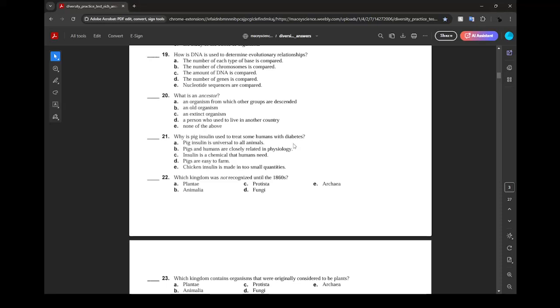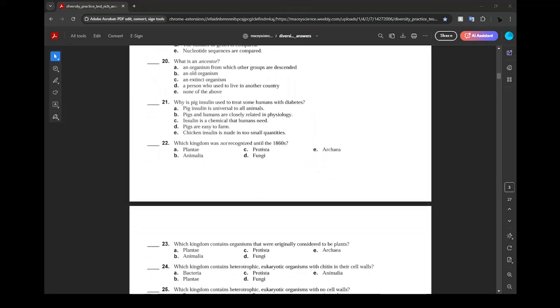Why is pig insulin used to treat some humans with diabetes? So, insulin is something that we need to break down sugar, if you didn't know. So, when we know that we can use someone else's insulin to help us treat diabetes and give us the ability to break down certain sugar, it's B, because we are related in some ways, then we can use it.